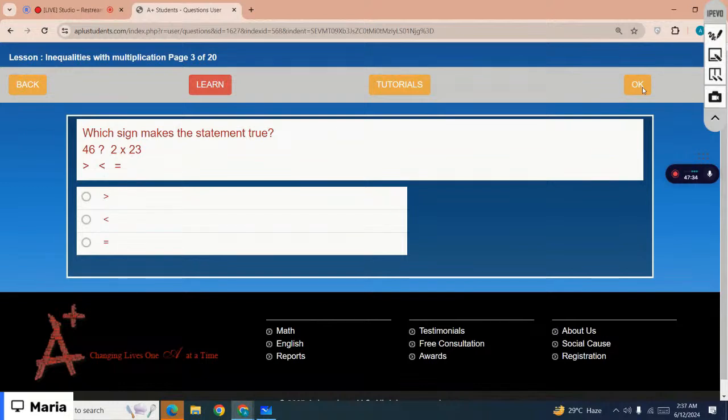Which sign makes the statement true? 46 and 2 times 23. So which is the correct option? 23 times 2 is also 46. So yes, they both are exactly equal.